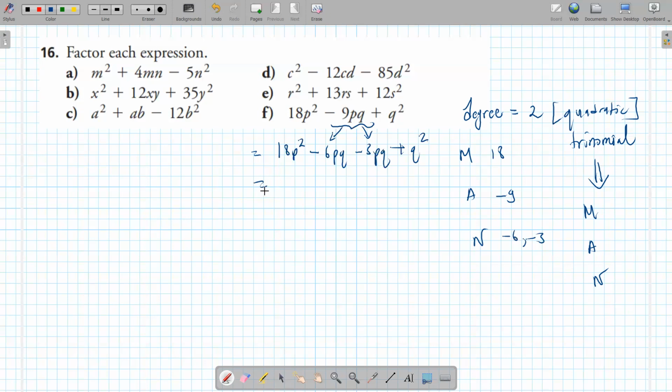Now you're going to factor this by grouping. From the first two, I'll give this to you. You can pull out a 6P. You're left with 3P minus Q. What's the next step here? What can we pull out from the next two terms? -Q. Negative Q, yeah. And what are you left with?